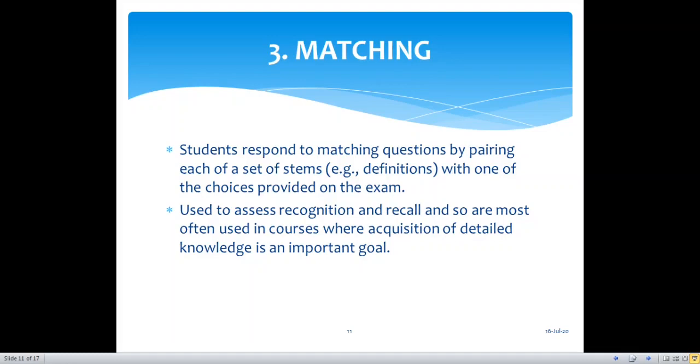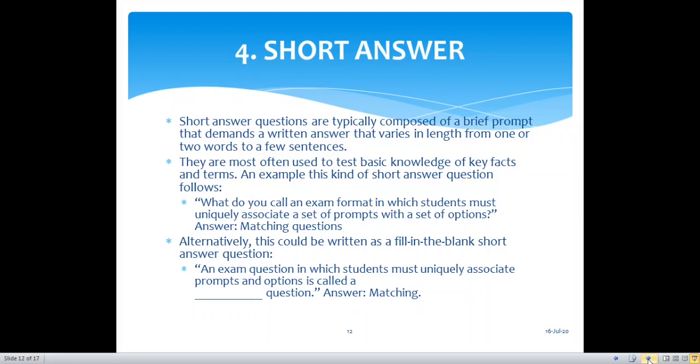an important goal. Short answer questions are typically composed of a brief prompt that demands a written answer that varies in length from 1 or 2 words to a few sentences. They are most often used to test basic knowledge of key facts and terms. For example, this kind of short answer question follows. What do you call an exam format in which students must uniquely associate a set of prompts with a set of options? Answer: matching questions.